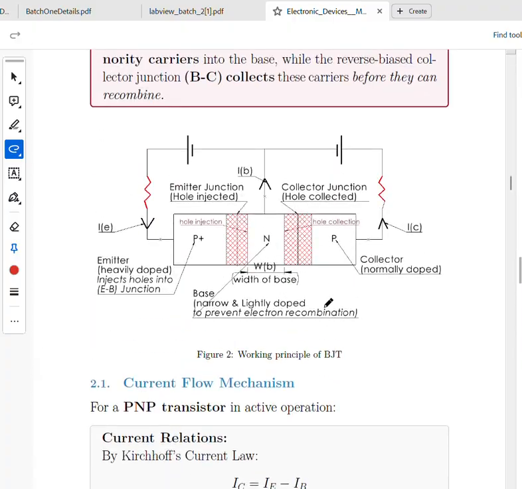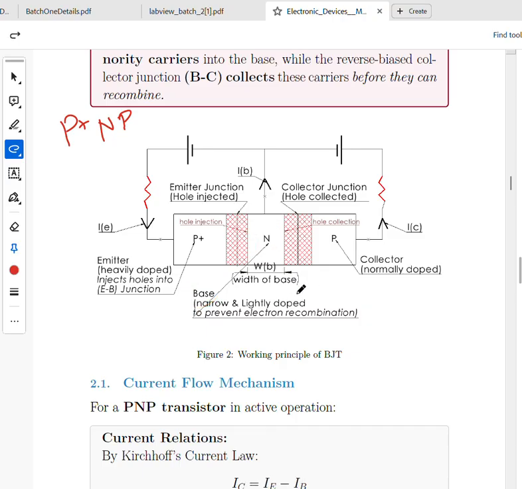Now look at this PNP junction. This is essentially a PNP junction. What will you notice here? There is one region which is heavily doped, which is called the emitter region. Fine. The other end is called the collector, and the middle one is called the base. As simple as that. Sweet.